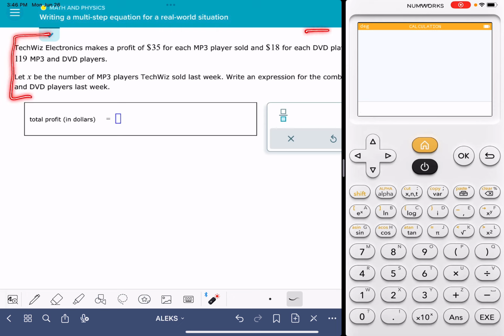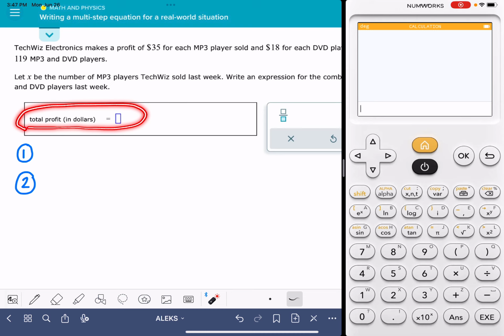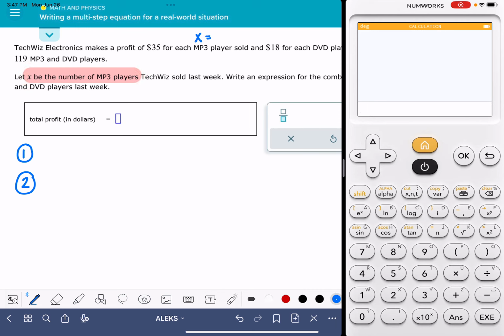If you have this version of the problem where there's an actual story involving objects like MP3 players, first thing I want you to know is that you're going to need to write two separate mathematical equations in order to solve this problem. One of the equations is the equation that ALEKS is asking for, the total profit in dollars, which is my equation, but you're going to need to write an extra bonus equation as well. The other thing that I want you to be aware of is that ALEKS is going to define one of the variables in the problem. So my problem is telling me let x be the number of MP3 players. X is the number of MP3 players in my situation.